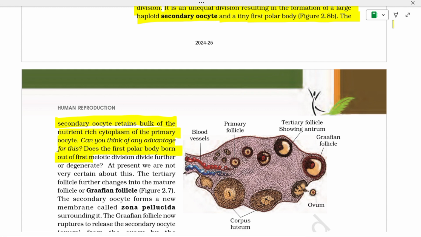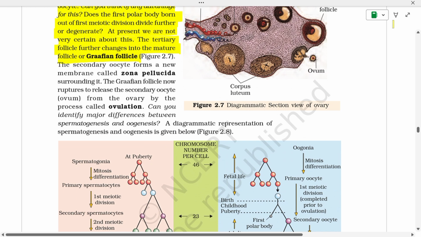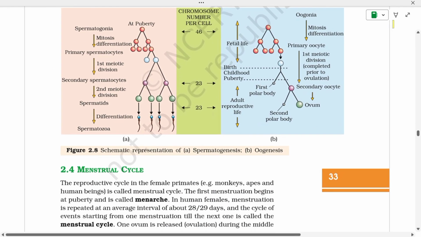Does the first polar body born out of first meiotic division divide further or degenerate? At present, we are not very certain about this. The tertiary follicle further changes into mature follicle or Graafian follicle, figure 2.7. The secondary oocyte forms a new membrane called zona pellucida surrounding it. The Graafian follicle now ruptures to release the secondary oocyte (ovum) from the ovary by the process called ovulation. Can you identify a major difference between spermatogenesis and oogenesis? A diagrammatic representation of spermatogenesis and oogenesis is given below in figure 2.8.